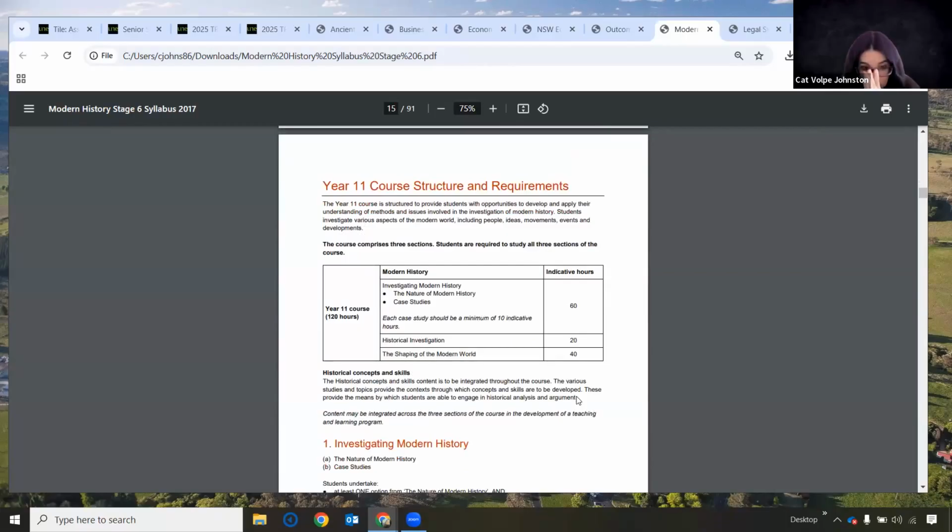All right, so how is year 11 broken up? Very similar to the ancient history. We've got investigating modern history, so the nature of modern history and case studies, that's 60 hours in year 11. And then students study historical investigation and then the shaping of the modern world, so 20 and 40 hours. So keep that in mind when you're thinking that you need to do a learning sequence that's 4 hours, okay?